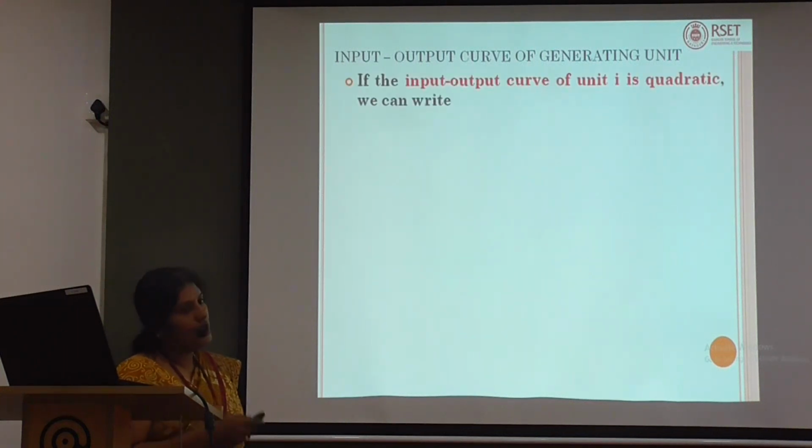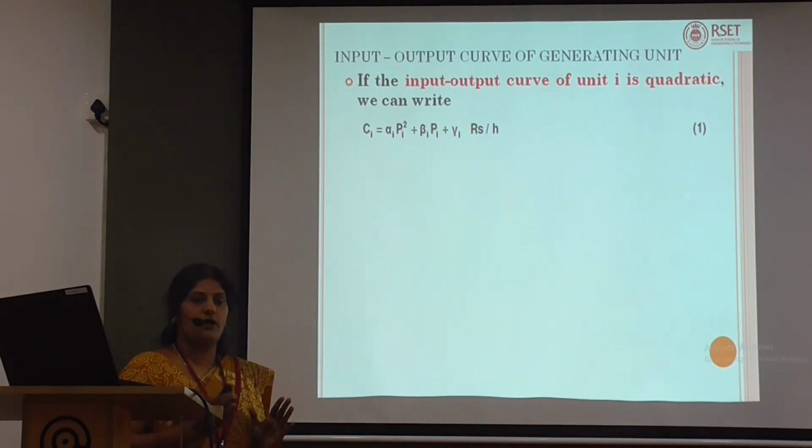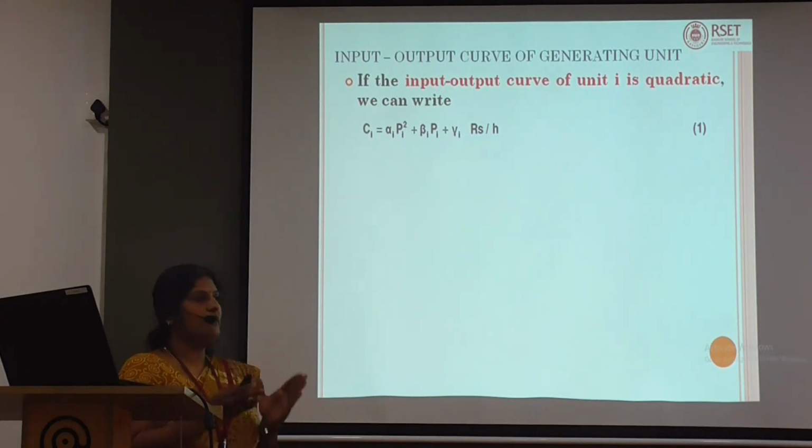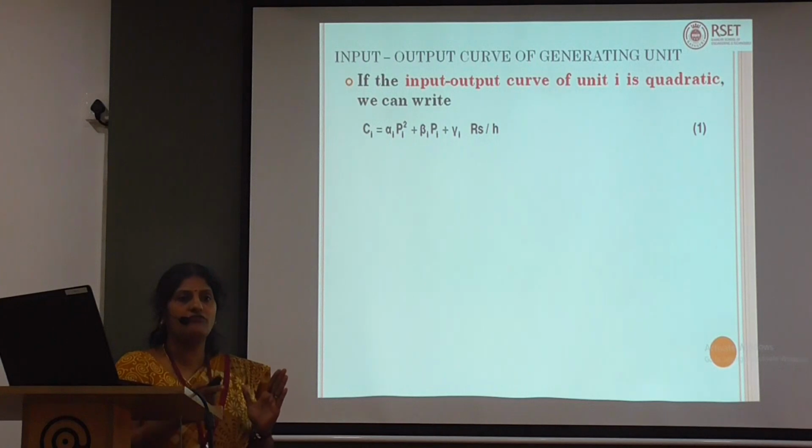Now, this input-output relation is a quadratic relation, based on which the cost equation can be represented in terms of generation as Ci = alpha_i Pi square plus beta_i Pi plus gamma_i, in rupees per hour. You have to see the significance of these coefficients. Gamma_i is a coefficient based on the fixed cost of a plant, maybe something like interest and depreciation, salary, wages. Some amount which has been fixed, so it is independent of the power generated.